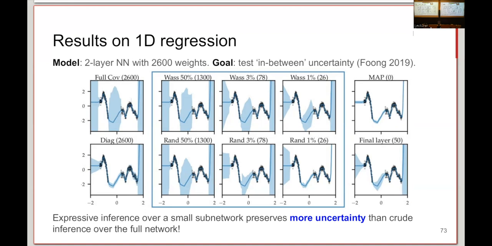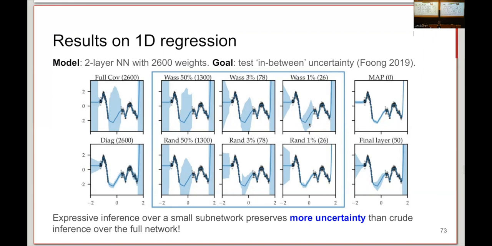We then look at subnetwork inference, and we look at the predictions that you could obtain using 50% of your weights for your subnetwork, 3% of the weights, which is a very small number, and then 1% of the weights. It's only 26 weights. This is a subnetwork with only 26 weights. And what you see is that even with just 1% of the weights, you are still able to obtain high uncertainty in this central region.